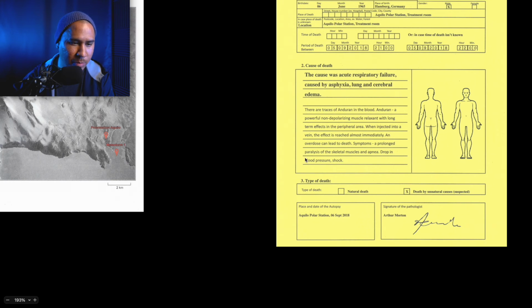Symptoms: a prolonged paralysis of the skeletal muscles and apnea. Drop in blood pressure. Shock. I see. So he was definitely injected. I can see why they blame Martin.